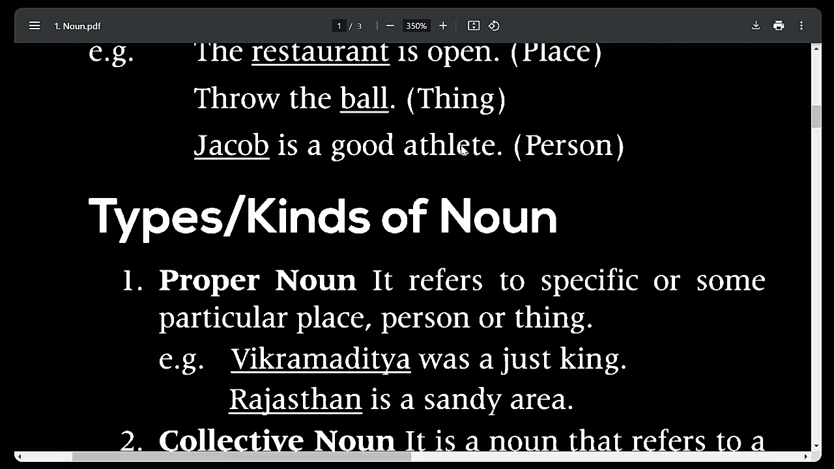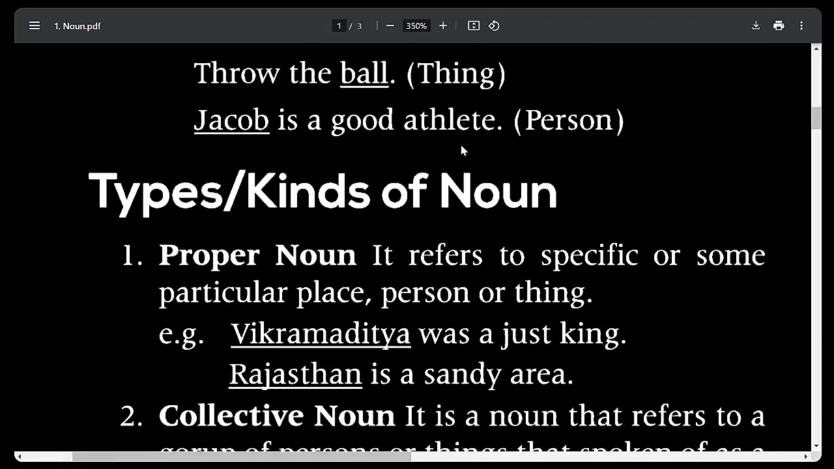Now, Vikramaditya was a just king. Vikramaditya is the name of one particular person, so it will become a proper noun. Rajasthan is a sandy area. Rajasthan is the name of one particular place, a state, so it is a proper noun.